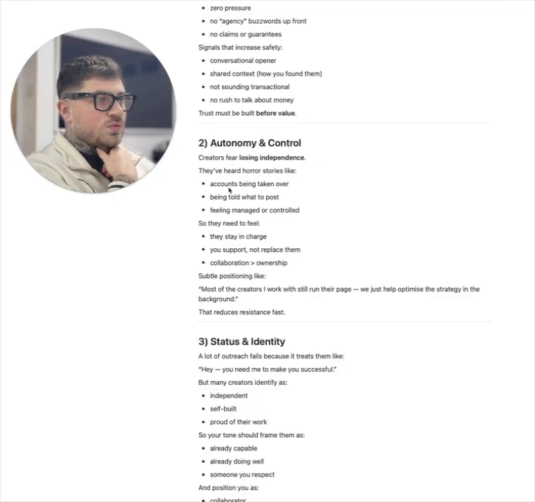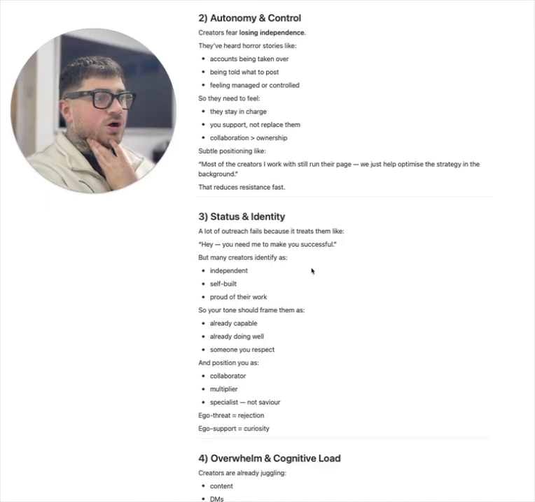You don't want to say to them, oh, don't worry about anything, I'm going to sort everything out. It's actually a balance between both. They don't want accounts to be taken over, being told what to post, or feeling managed or controlled. That's why you go in, you build rapport with them, find out what they want to do, and then go from there. Support them, not replace them. You are collaborating with them, you're not owning them.